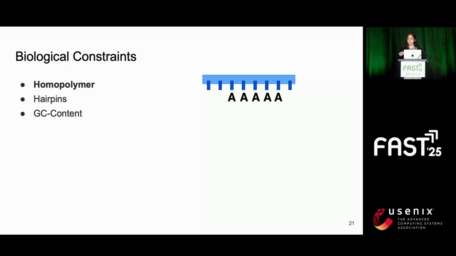Homopolymer is the consecutive repetition of a single base. So we are trying to avoid having homopolymers because homopolymers will increase the likelihood of having errors in our sequence.